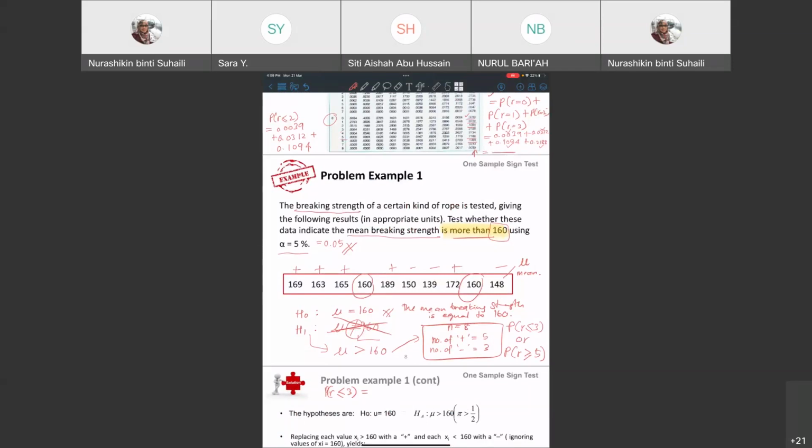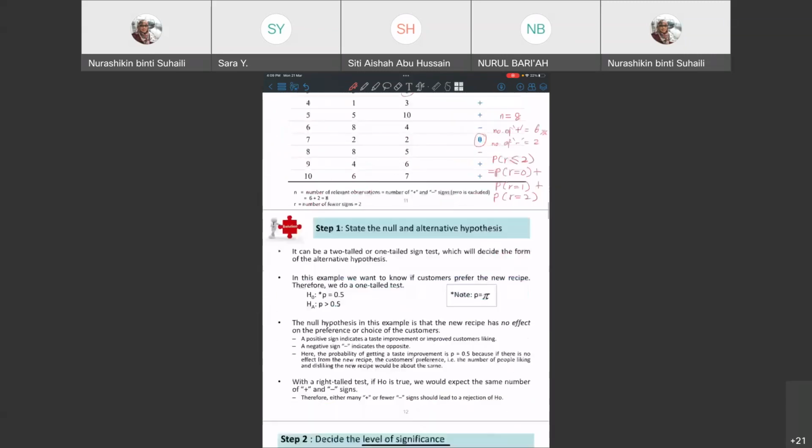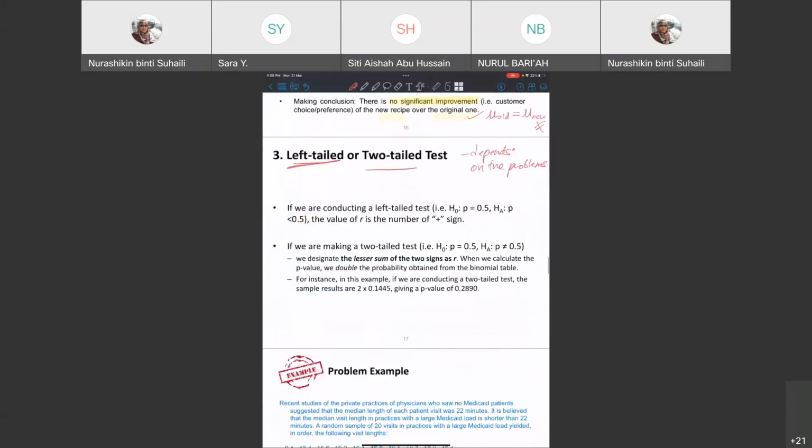So let's say in the two-sided case, it would sound like the mean breaking strength is not equal to or is different from 160, something like that. So these keywords will give you a hint for the alternative hypothesis and also your p-value. So that will affect the p-value. Okay, so that is for the left tail or two tail test here.